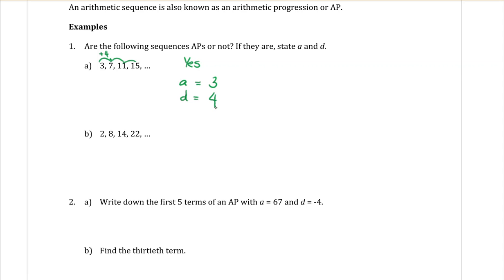Part B. Let's have a look again. Starting with 2, we would have to add 6 to get to 8. If I add 6 again, do I get 14? Yep, so that's another plus 6. If I add 6 again, do I get to 22? No, what do I have to add there? 8. So because that has changed, that is not an arithmetic progression, so we're going to say no. Because it doesn't fit the type of sequence that we want, we cannot find A, we cannot find D, that's it. Going on to question 2.